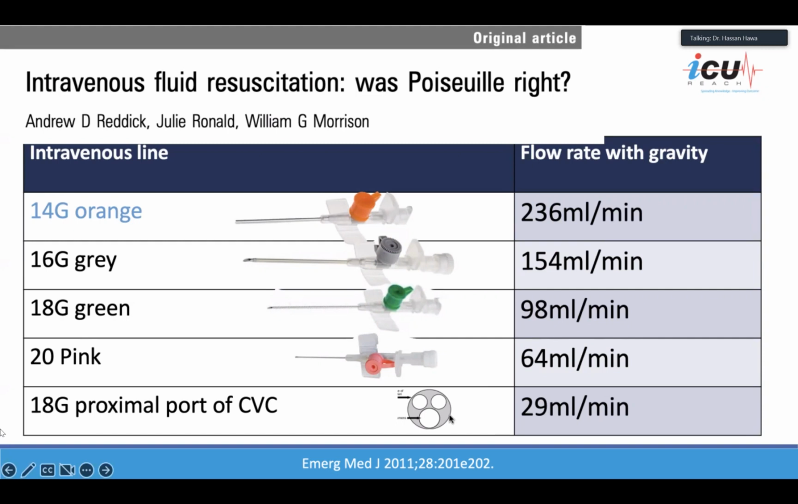This is all to do with why the 18-gauge CVC port would allow only 29 ml per minute, because there's also the extra length of the CVC impeding the flow of the fluids in the tube. So please keep this in mind. If you have a hypovolemic shock patient, do not waste time putting central lines. You reach out for the widest bore cannula that you can get and insert it as quick as you can.